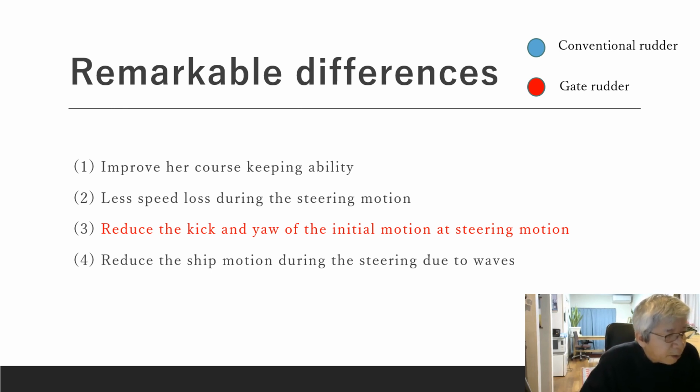The third one is to reduce the kick and yaw of the initial motion of the steering motion. Kick and yaw is a very famous phenomenon for naval architects. So today I would like to focus on this subject. The last one is that we can also see quite different ship motion, especially in yaw motion during steering. For example, in rough weather, with waves and winds, the yaw motion is very small compared to the existing rudders.